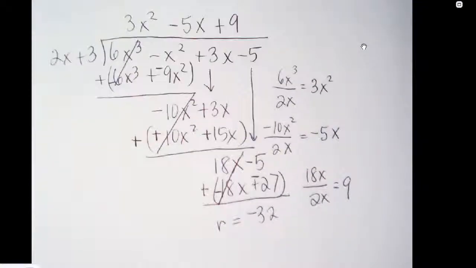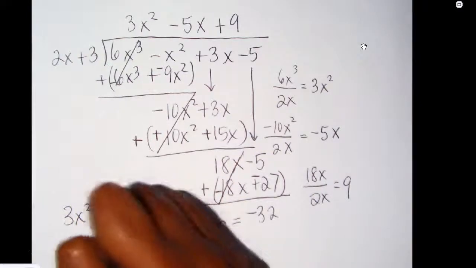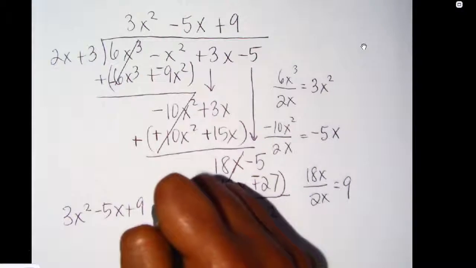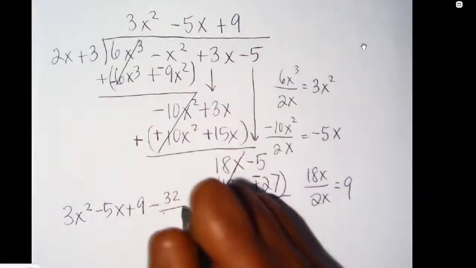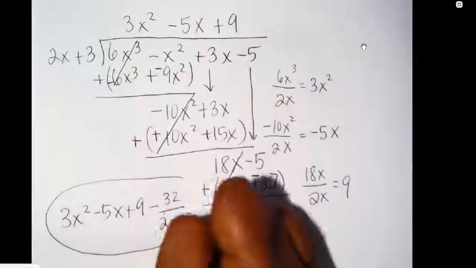So to put the final answer together, the answer is 3x squared minus 5x plus 9, and our remainder is -32 over 2x plus 3. You always put it with respect to what you were dividing by.